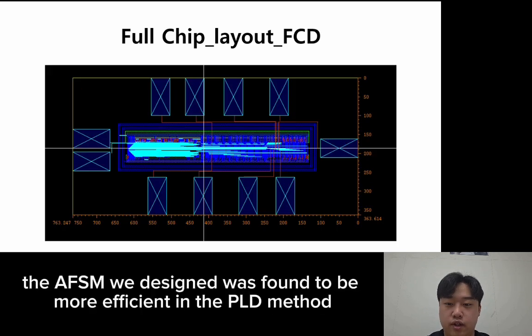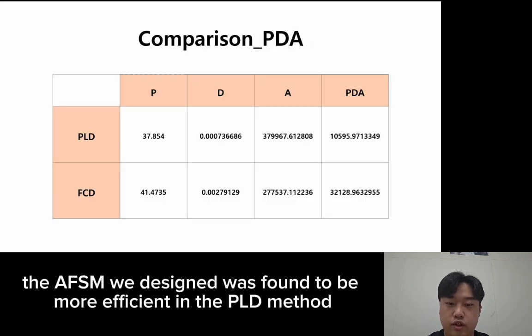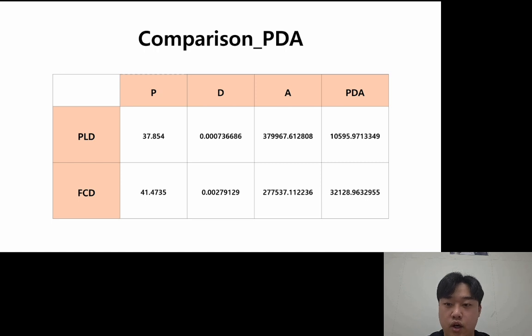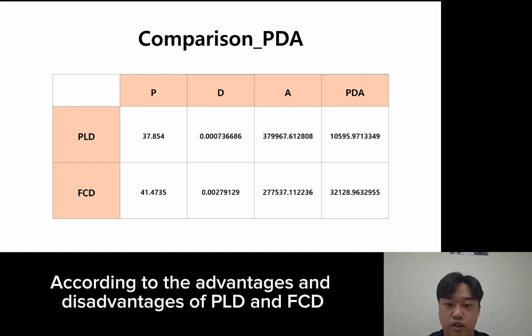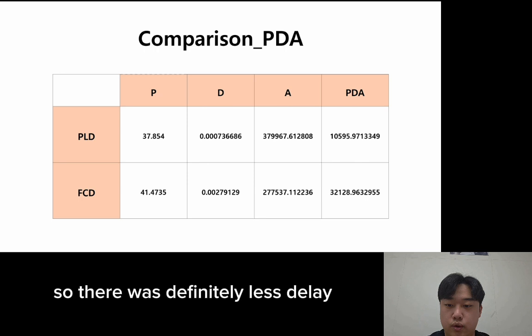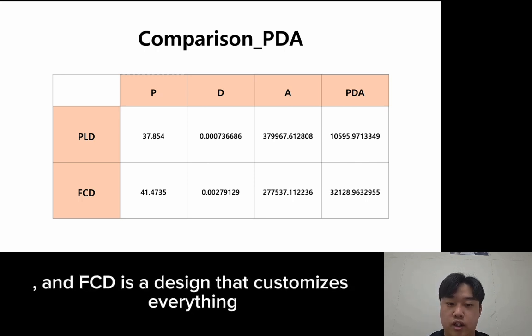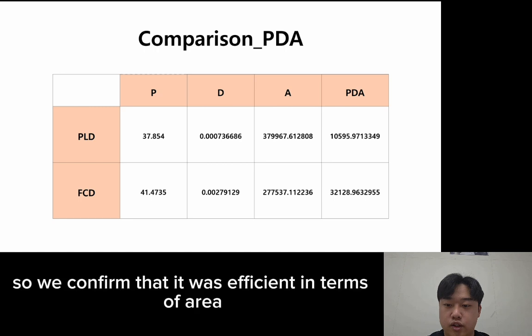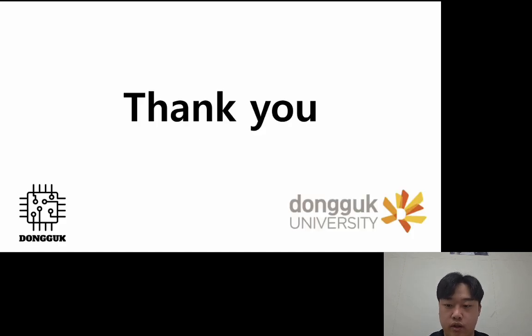Eventually, the AFSM we designed was found to be more efficient in the PLD method. According to the advantages and disadvantages of PLD and FCD that we summarized earlier, the PLD method was designed with the least number of gates, so there was definitely less delay. And FCD is a design that customizes everything, so we confirmed that it was efficient in terms of area.